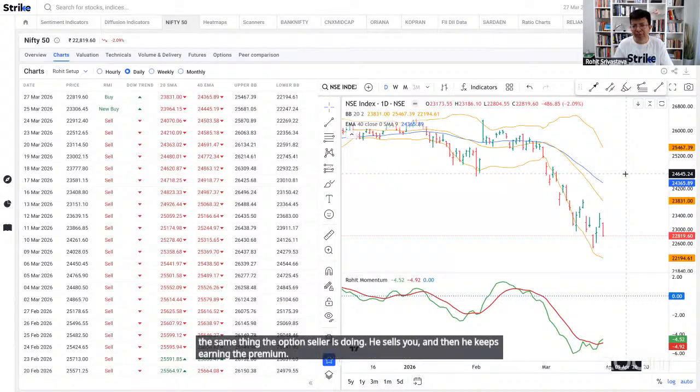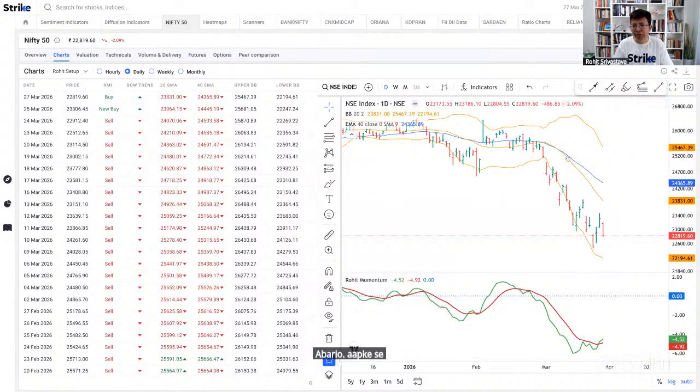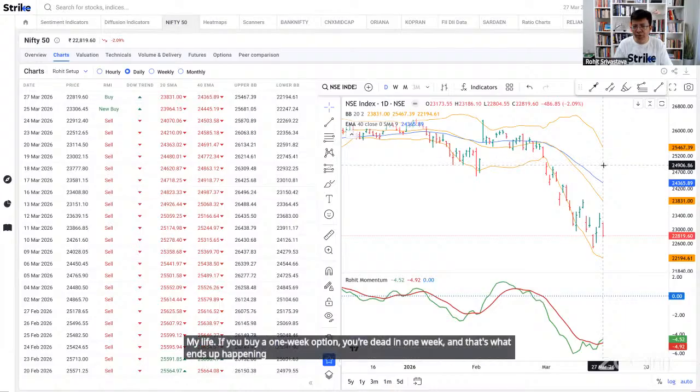आप भर रहे हो तो आप कैसे जीतोगे? आपको जीतने के लिए इंश्योरेंस पूरे समय के लिए. So buy time, buy life. If you buy a 1 week option, you're dead in 1 week. And that's what ends up happening. And then you're left with no money.